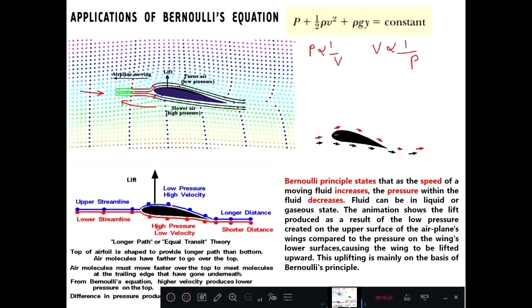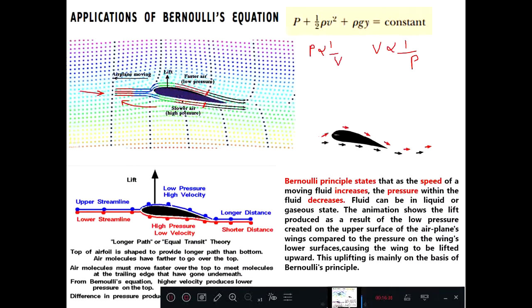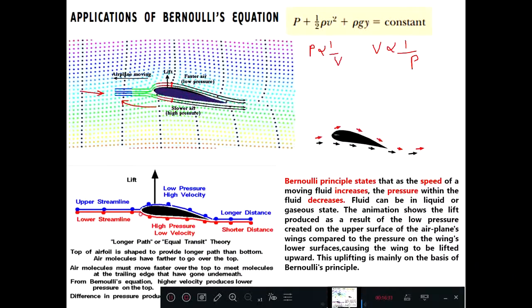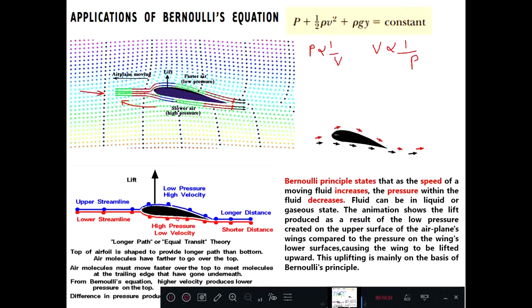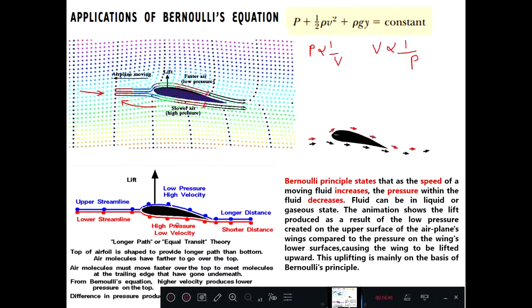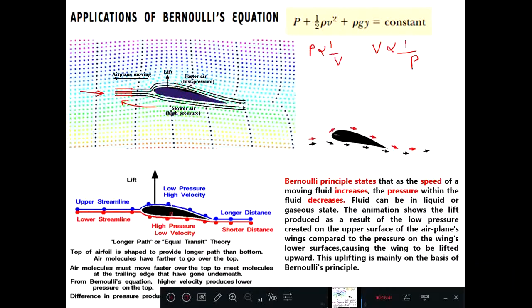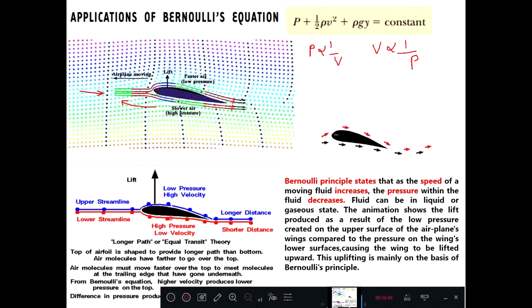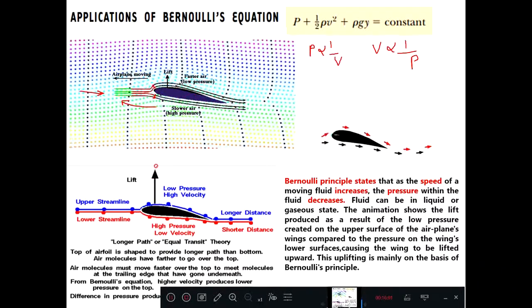On the lower side of the wing, the speed of the air particles will be very slow. Hence, the velocity of the air particles is less here. Hence, this is the reason for high pressure. Then there will be a difference in the pressure on the upper and the lower side. Hence, the lift of the aeroplane will take place.